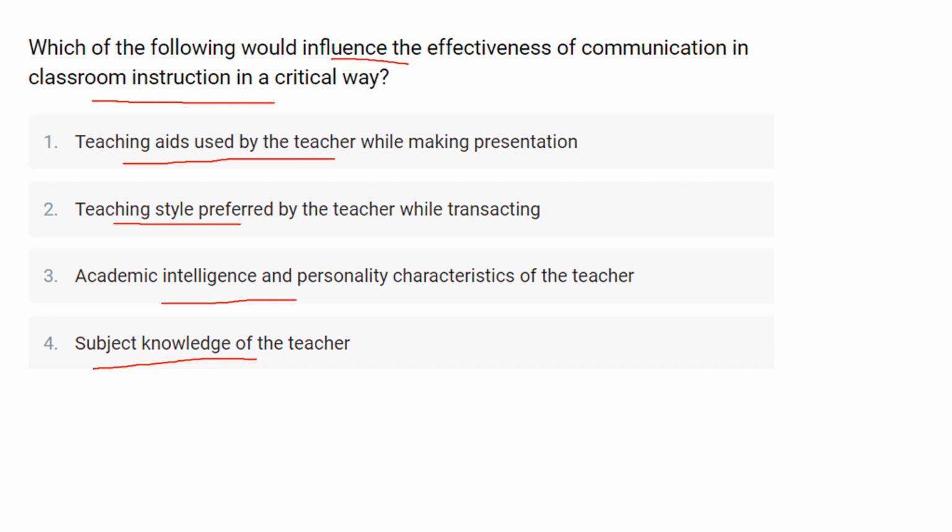So communication is an integral part of any teaching learning process.